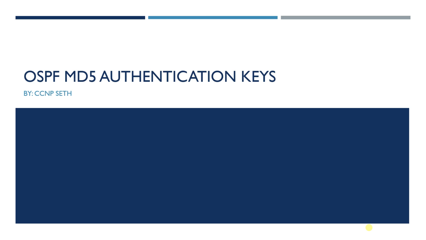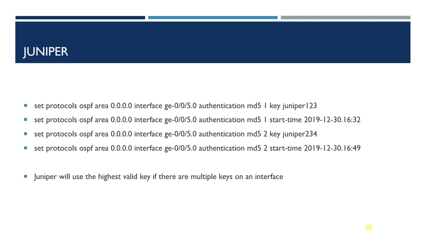Let's get into it. So first with Juniper, I'm going to show you how to set up authentication keys using MD5 hashing, and I have some example configurations here. But one thing that I want to point out about Juniper is that when there are multiple keys on an interface, it will always try to use the highest valid key.